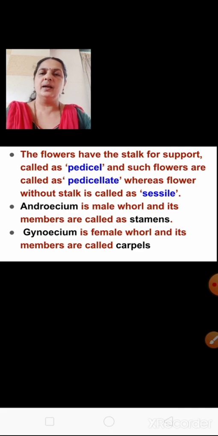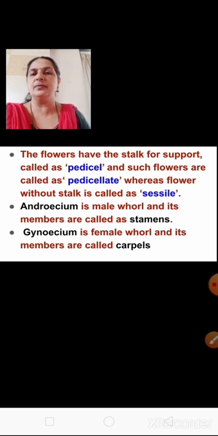Okay. Now, the flowers which have a stalk, have you all seen, children? The stalk of the flower is called what? Pedicel. And such flowers which have a pedicel are called pedicellate. What are they called? Pedicellate. Hibiscus, rose, they have a stalk which is called the pedicel. So those flowers are called pedicellate.